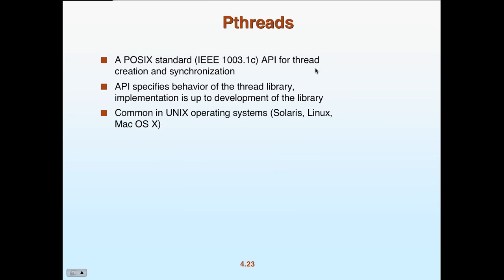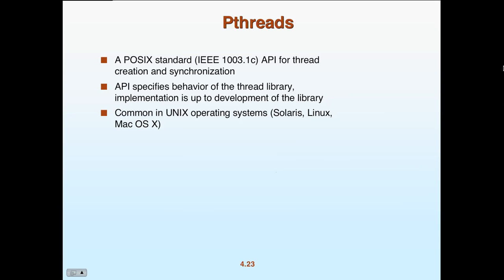Pthreads, POSIX standard, API for thread creation and synchronization. If you're working in a Linux, Unix environment, the only way you can create a user-level thread is through use of a POSIX library. There's actually a couple of other ones out there. There's a lightweight thread C++ library out there as well. POSIX is probably the most popular and generally used because this is what the kernel is using. So it gives you full system call interface support to kernel thread creation. This is an API. It specifies the behavior of the thread library itself. Implementation is up to the development of the library.